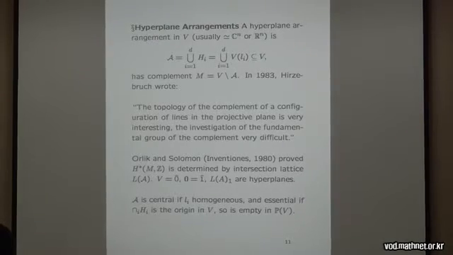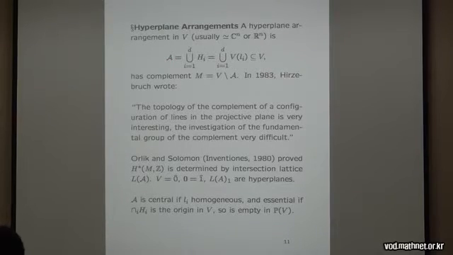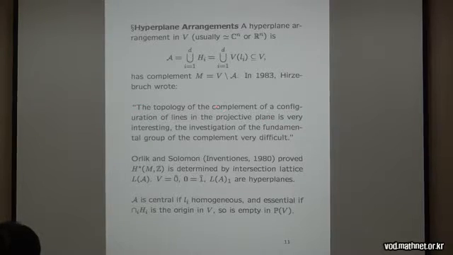And here is the quote that I always include in my talks on hyperplane arrangements, from Hirzebruch: the topology of the complement of lines in P2. I mean, what could be simpler? Lines in P2. The topology is very interesting. He probably said c'est intéressant. The investigation of the fundamental group, very difficult. So this is great, right? I've got a line configuration in P2, a simple combinatorial object, and Hirzebruch is already telling us this is a hard problem.